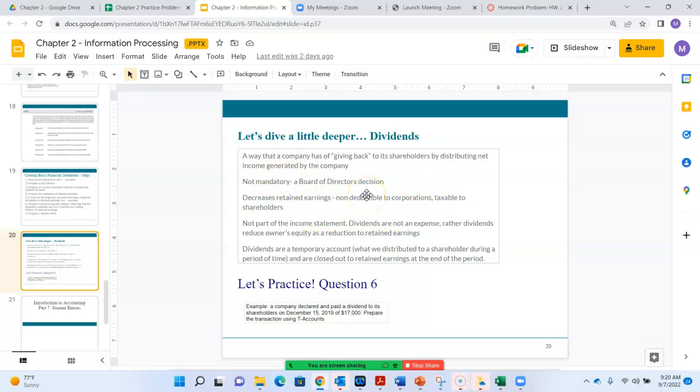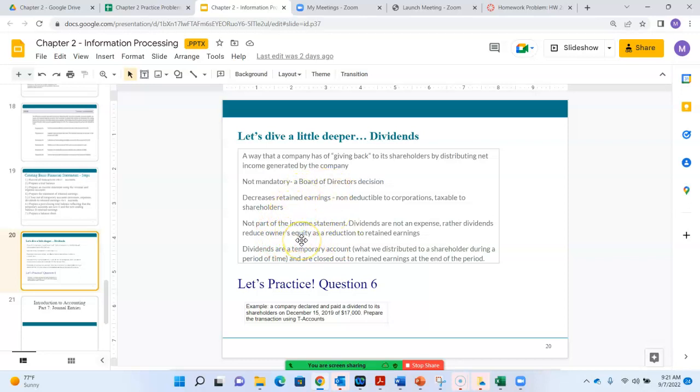The shareholders that receive these dividends, those are considered taxable income to the shareholders. Not super important for this class, but just a good idea to know. Another important thing to note, dividends are not part of the income statement. So technically they are not considered an expense. Rather, dividends reduce owners' equity. They reduce retained earnings.